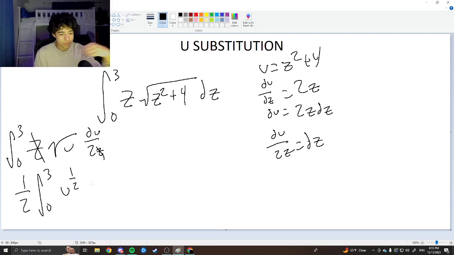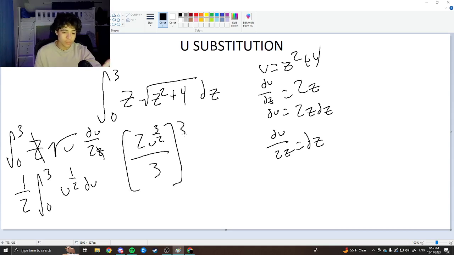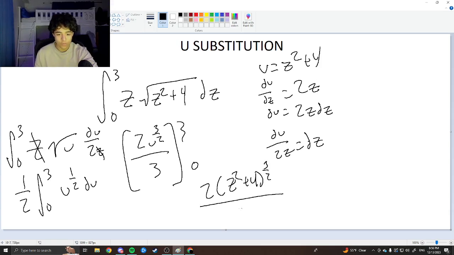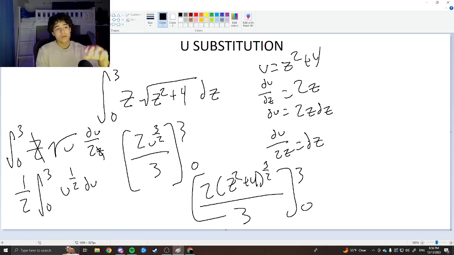Then we would do the same steps as before. U to the power 1 over 2 would turn into 2u to the power of 3 over 2 over 3, and we would have our 3 and our 0. Then, since we kept this 3 and we kept the 0, we'd have to turn u back into this part up here. It's z squared plus 4. So we end up with 2 times z squared plus 4 to the power of 3 over 2 over 3. And we would plug in our 3 and our 0, and we would get the same solution we already got.